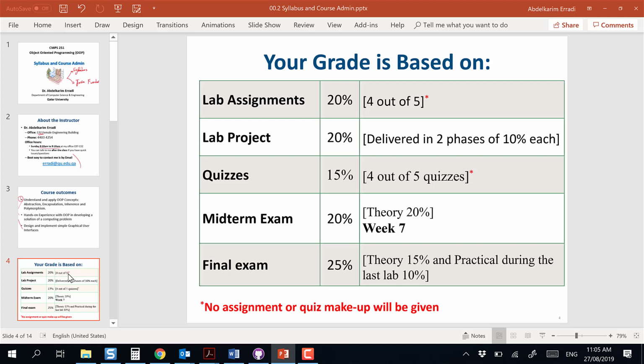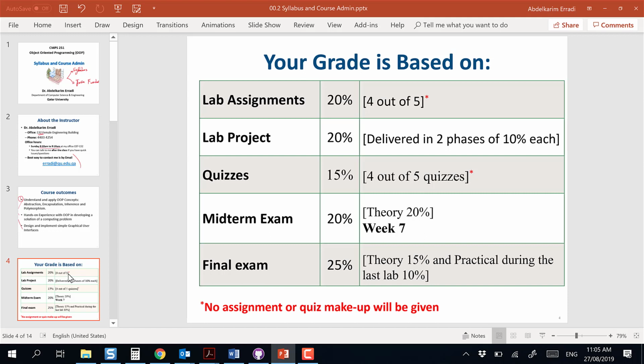Quizzes in class, 5 quizzes, top 4 will be considered, 1 will be ignored. Midterm, you will have only a midterm for the theory in the 7th week. And finally, the final exam will have the practical and the theory. The practical will be in the lab, in the last lab, and it will be open book. Everything is open for the practical. Theory, of course, is closed book.